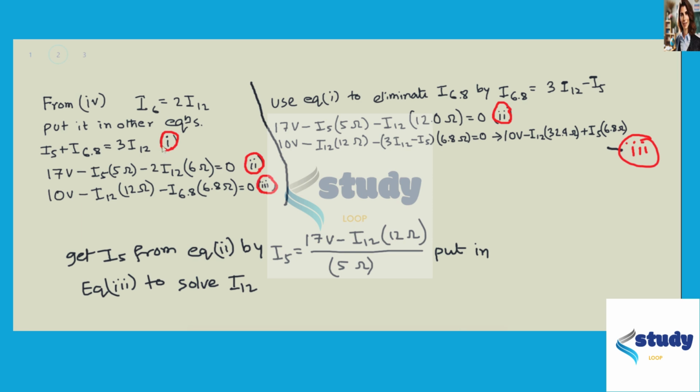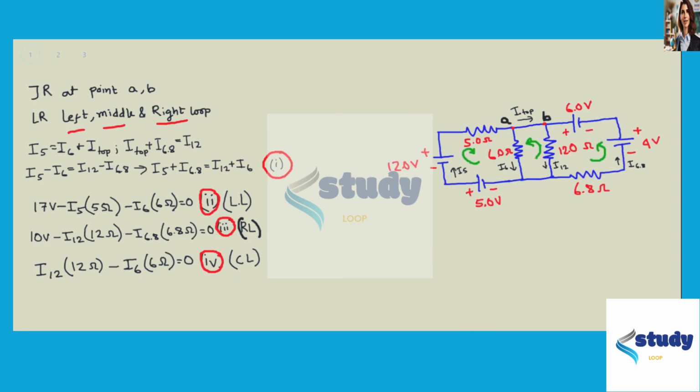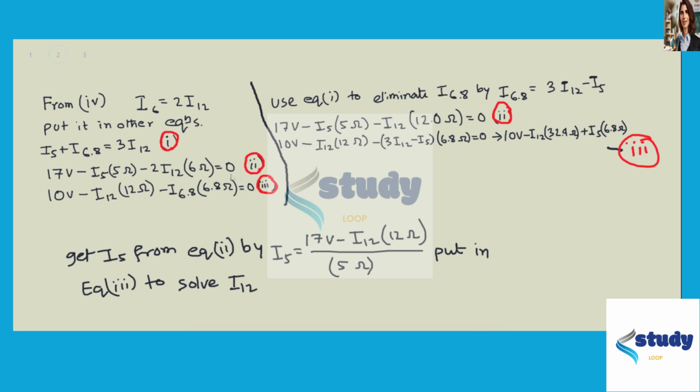So that's what we did. When we substituted all the I6, we got expressions like this. So these are our 3 new equations that we have. We got rid of our fourth equation. Now what we can do from there is use equation 1, the first one, to eliminate I6.8. So now our first equation is this.